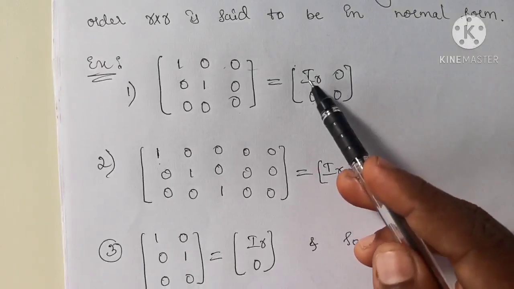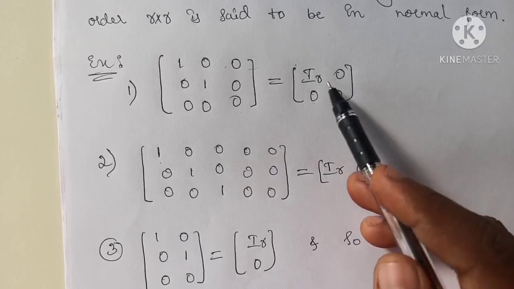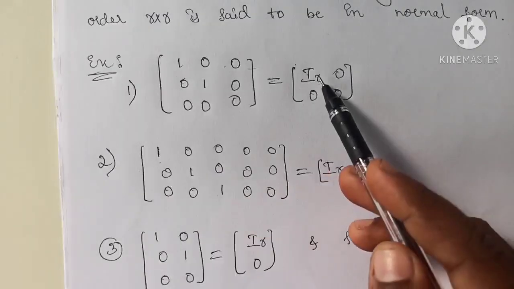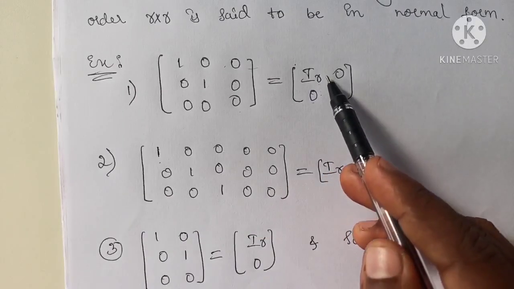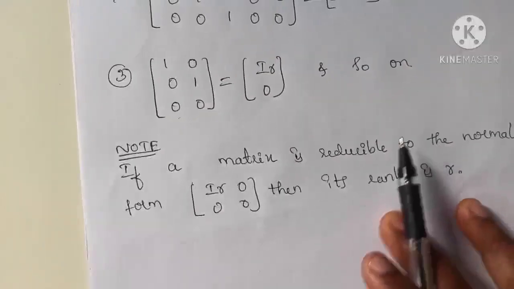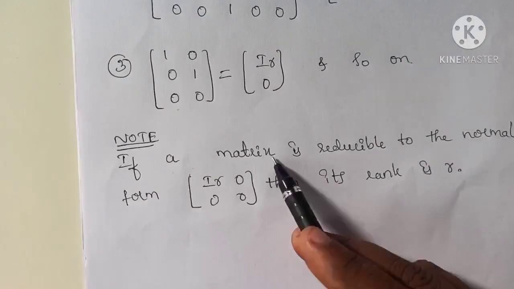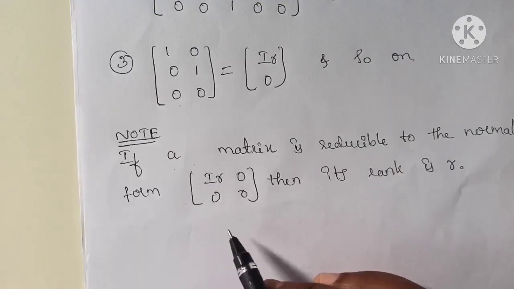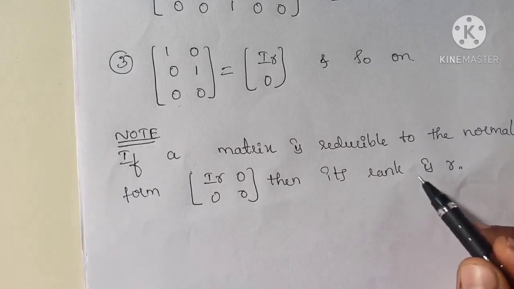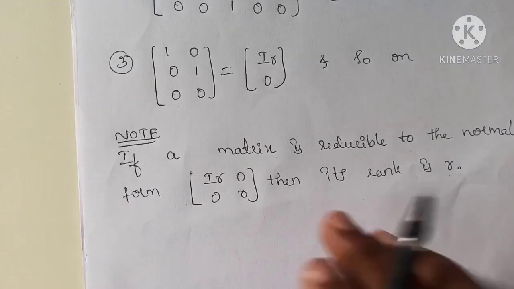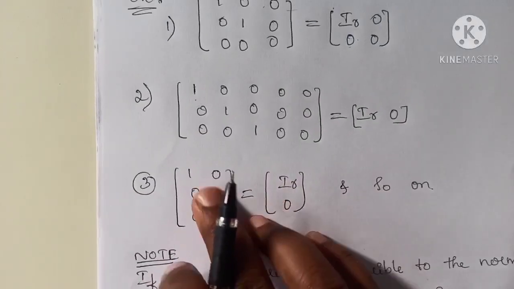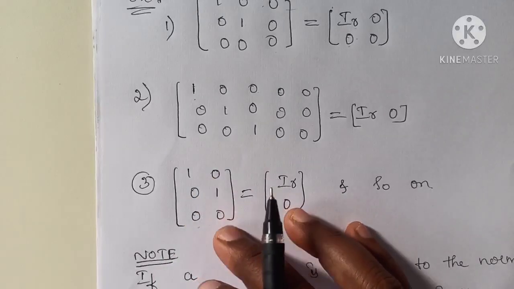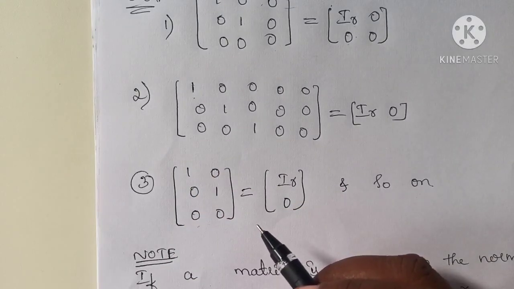Here I_r means the identity matrix. So here r is the order of the identity matrix. This I_r gives the rank of the matrix, that is r gives the rank of the matrix. Here we have one note that if a matrix is reducible to the normal form, whichever the form, then its rank will be r. Here in this case you can observe that we have an identity matrix of order 2, therefore its rank is 2. Or you can count that as you did in the echelon form.